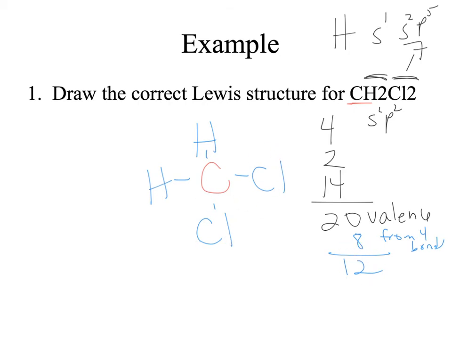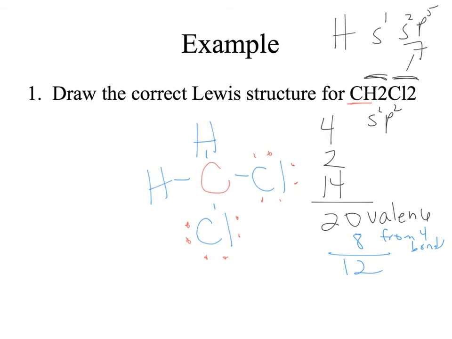So let's do that. We'll do it in red. So we'll go 1, 2, oh, let's make them bigger. 1, 2, 3, 4, 5, 6. 1, 2, 3, 4, 5, 6. So I've given each chlorine 6 electrons, making each chlorine look like it has 8 electrons.